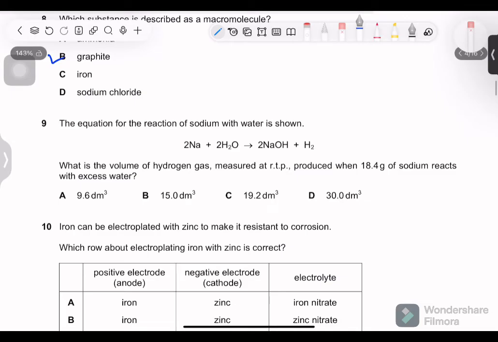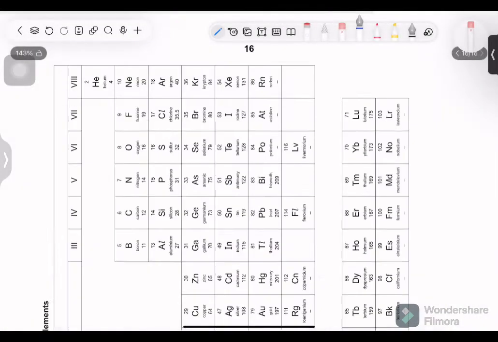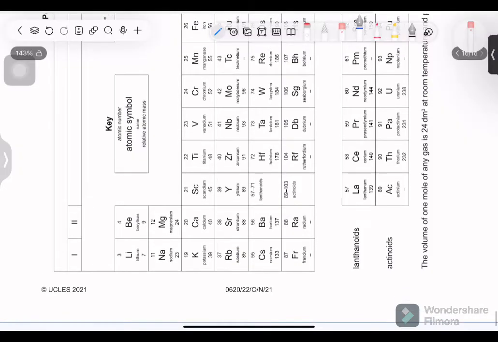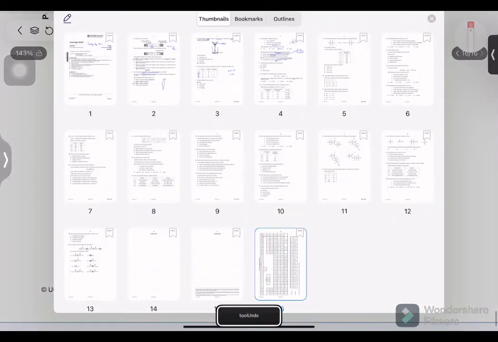The equation for the reaction of sodium with water is shown. What is the volume of hydrogen gas, measured at room temperature, produced when 18.4 grams of sodium reacts with excess water? So 18.4 grams of sodium. The Mr of sodium is 23. Yeah, 23.